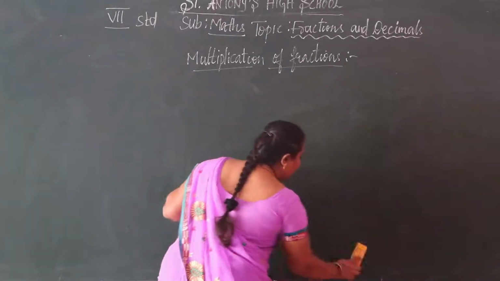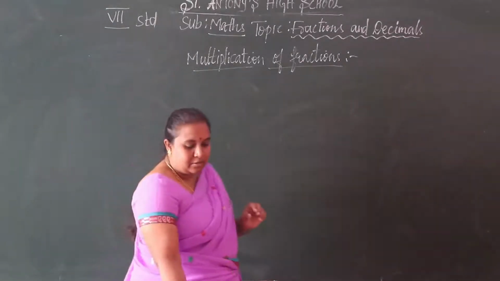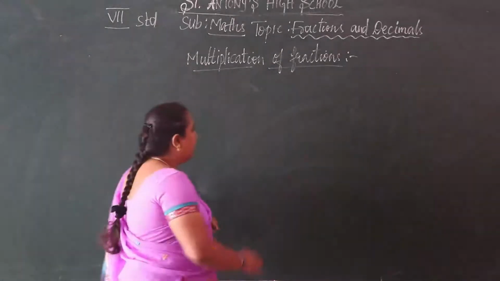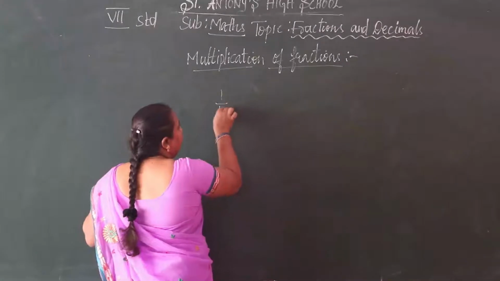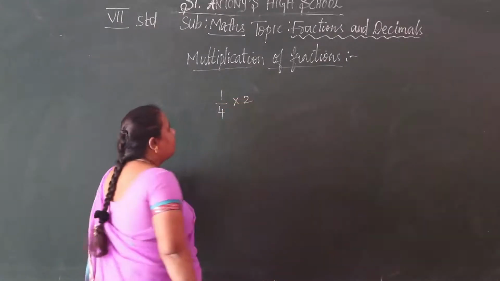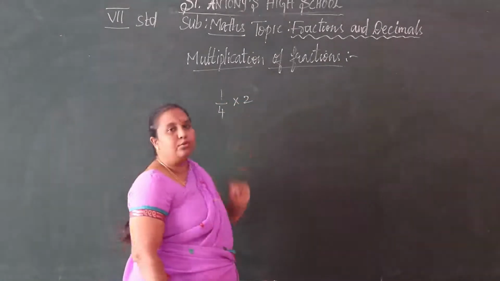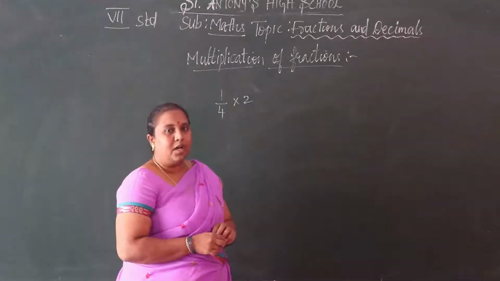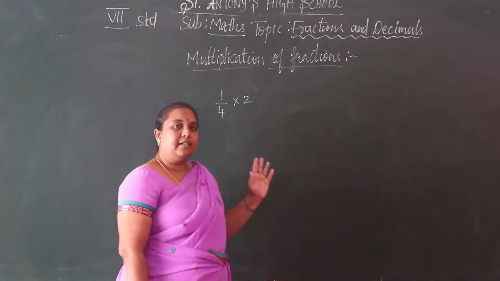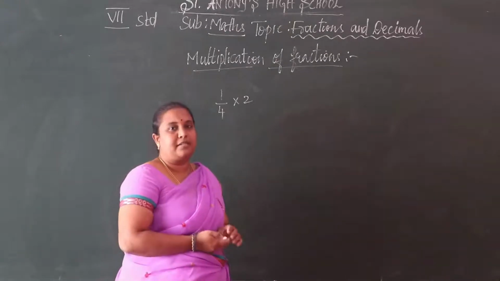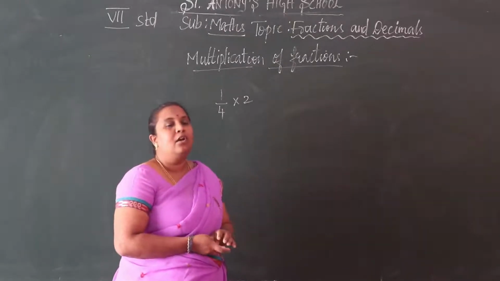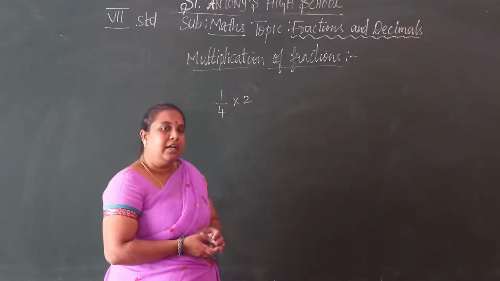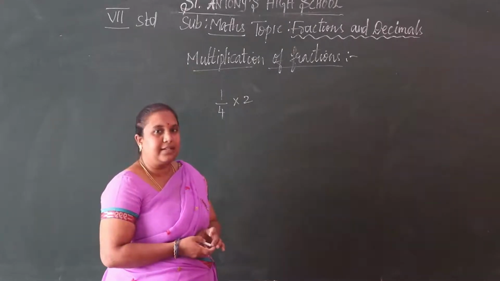Okay, so pictorial representation. For example, we want to multiply 1 by 4 into 2. This we can write in the pictorial form. We can take it in any pictorial representation, if it is a circle, or a square, or a rectangle, any pictorial representation we can take.